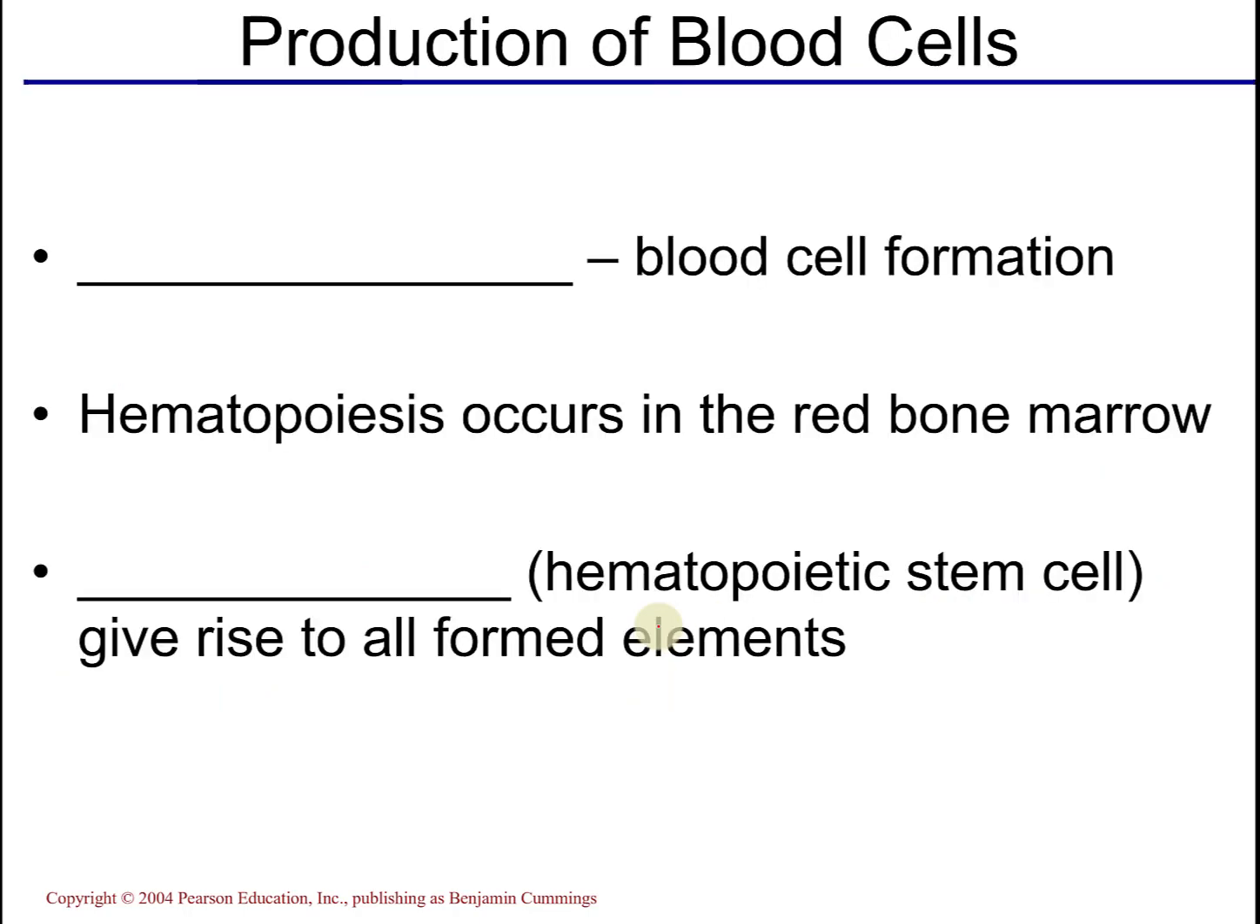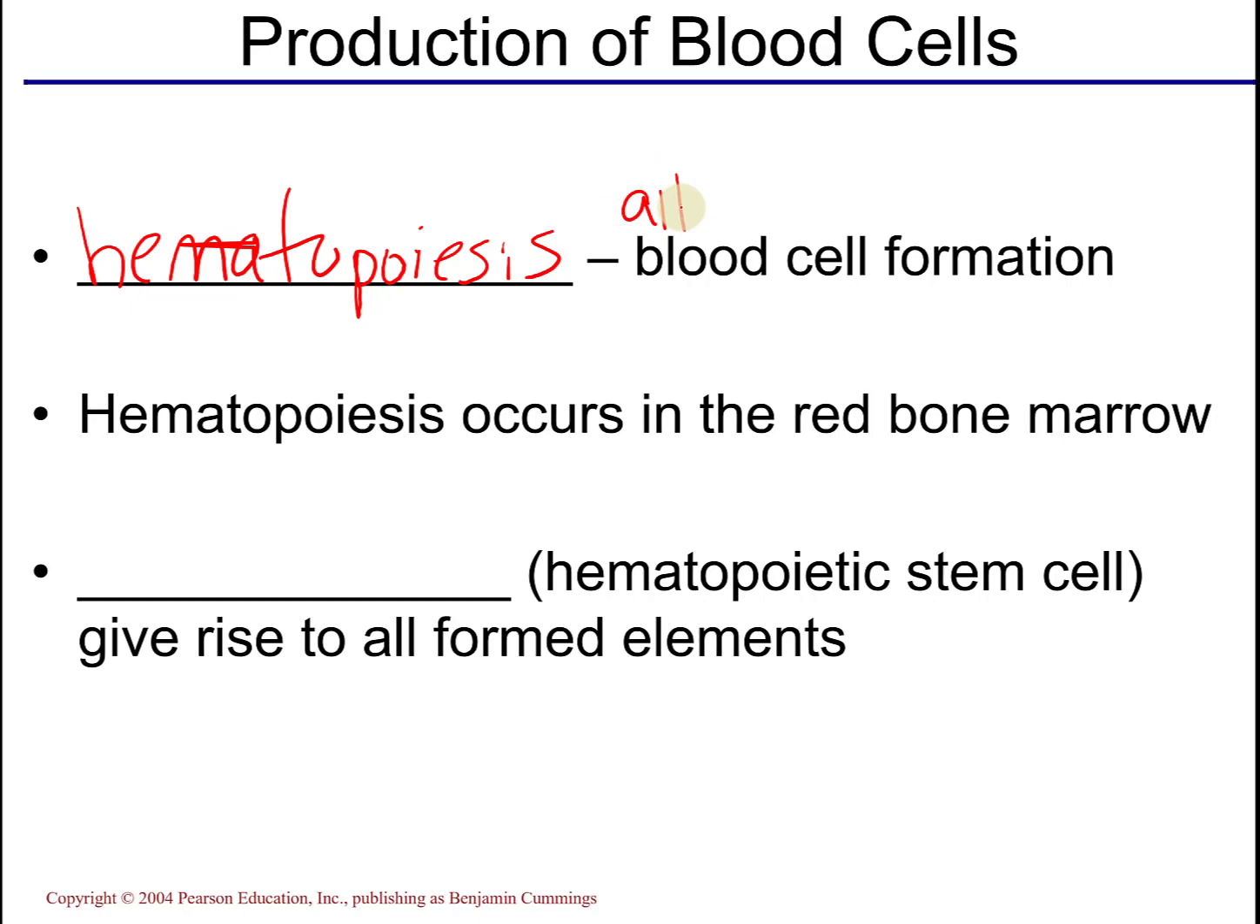Okay, the next thing we're going to talk about is the production of blood cells, and the term for that is hematopoiesis. So there are a lot of vowels here. O-I-E-S. Hematopoiesis means blood cell formation. So this is how all blood cells form. Red blood cells, white blood cells, and platelets.